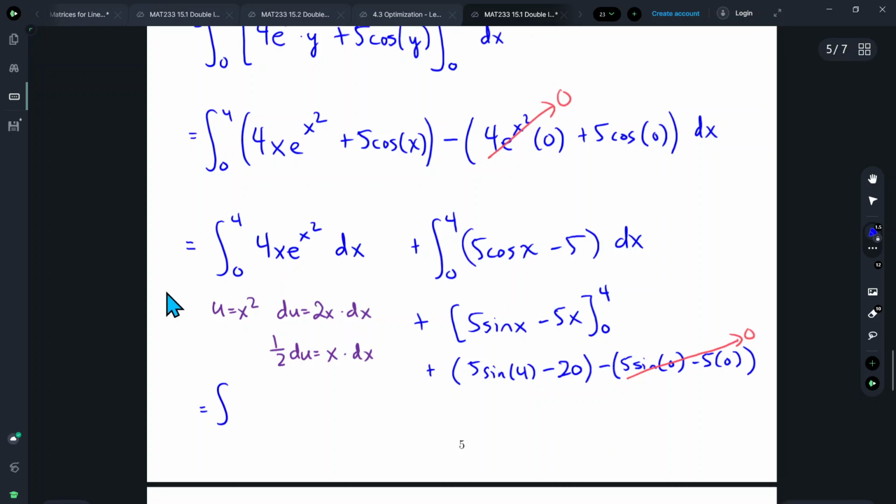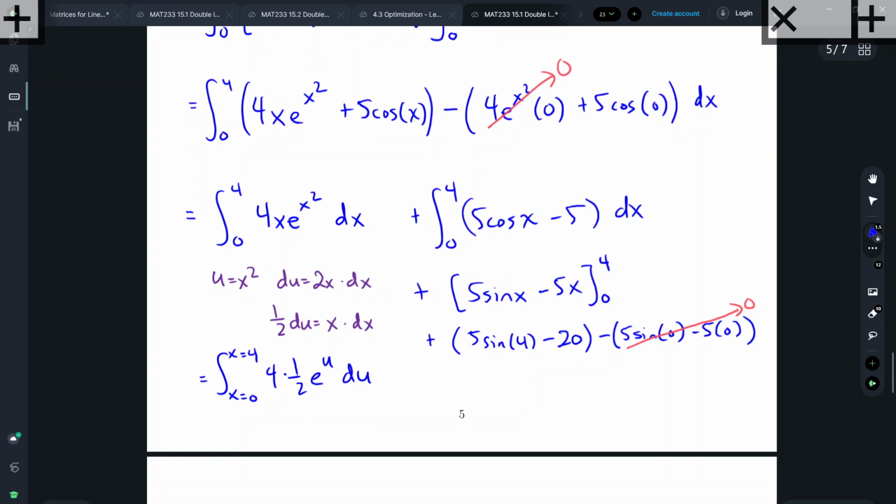So I have to be careful, right? Because I've changed the variable, but this limit of integration was with respect to x. So let me make a note of that. So the 4 is still there, right? So again, x times dx becomes 1/2 du. So times 1/2 e, and then the x squared becomes u. Okay, so that's this integral here.